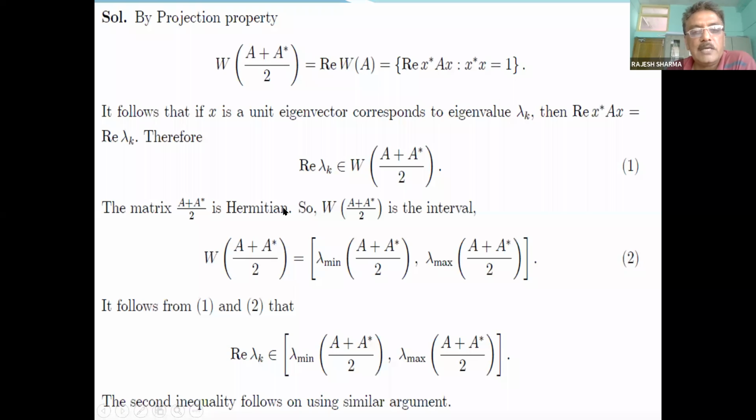Now this matrix is Hermitian, so its numerical range is this interval, the line segment joining the smallest and largest eigenvalue of this matrix. And so real part of lambda K belongs to this interval. The second inequality follows similarly.